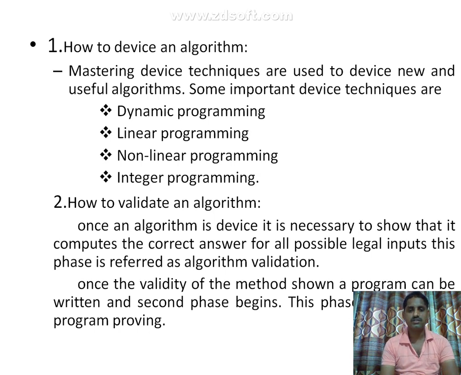Once the validity of the method is shown, a program can be written and the second phase begins. This phase is referred to as program proving or verification. When the validation is completed, the next phase begins, that is verification.